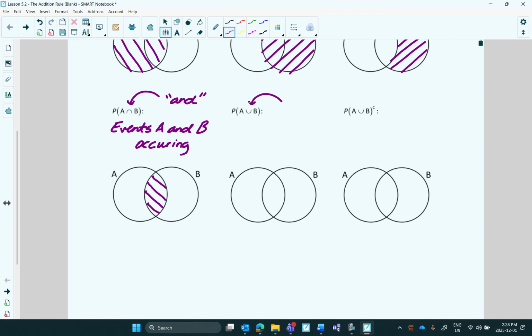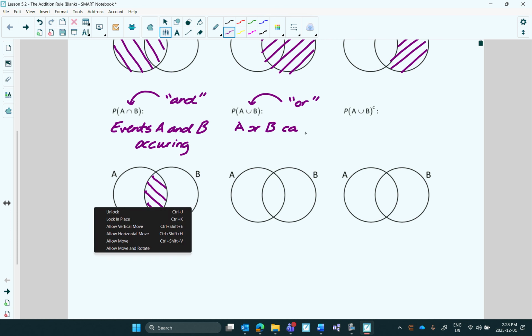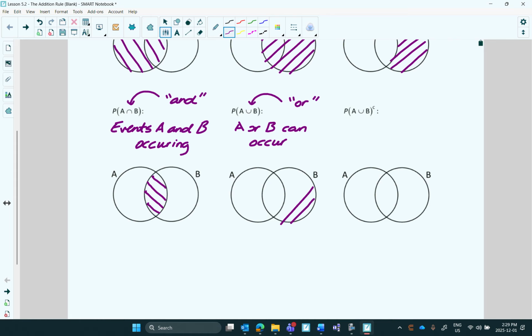If we've got a right side up U, that means or. So A or B can occur. Could be both of them at the same time, but it doesn't have to be. If it's just A, that's good enough. If it's just B, that's good enough. If it's both of them, that's good enough. How would I shade that? Yeah, everything, like so.